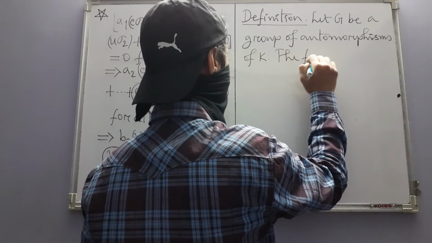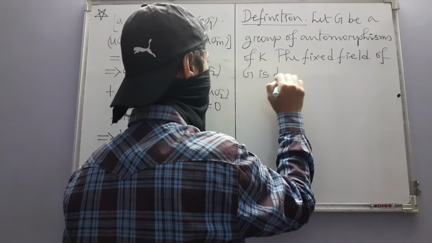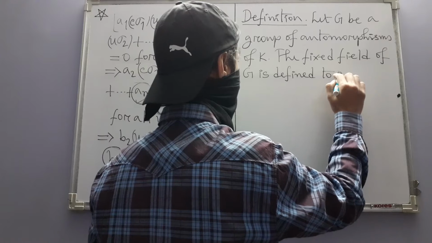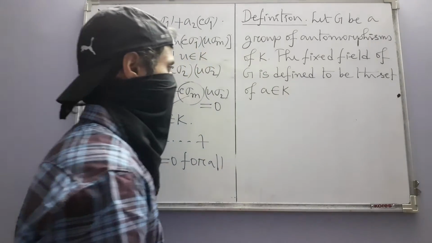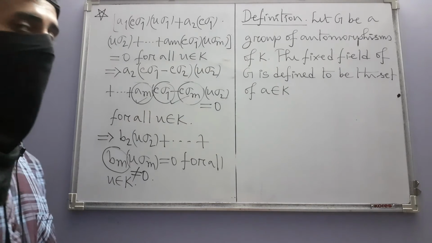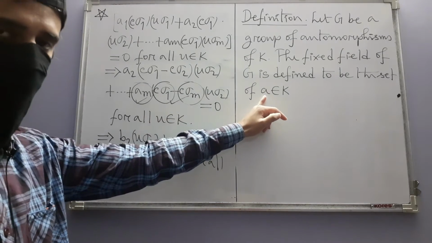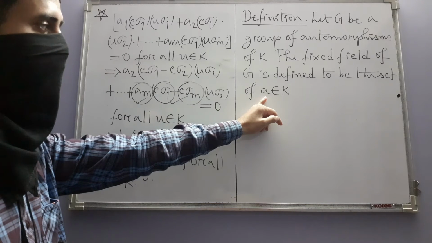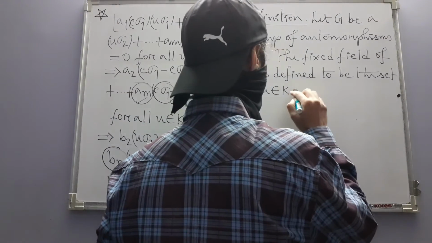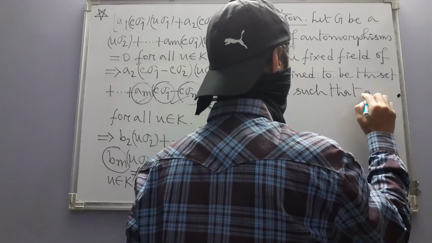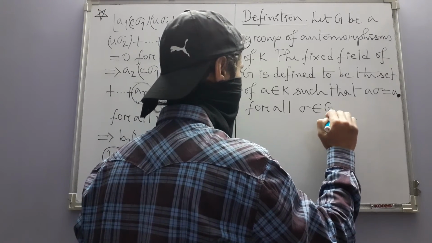The fixed field of G is defined to be the set of all those elements A in K that are fixed by every element of G. Remember, the elements in G are automorphisms of K. So each one of them can be applied to this A. Now if each one of them keeps A fixed, that is, does not change A, then A belongs to the fixed field of G. A sigma is equal to A for all sigma in G.